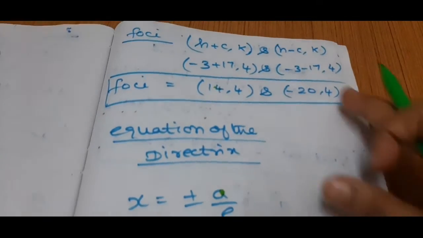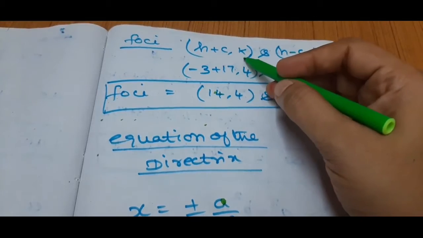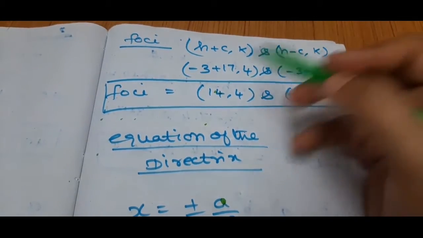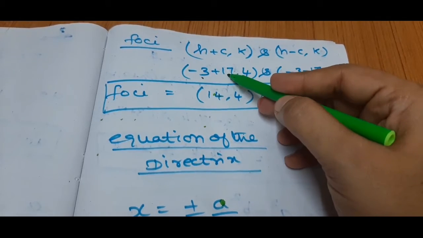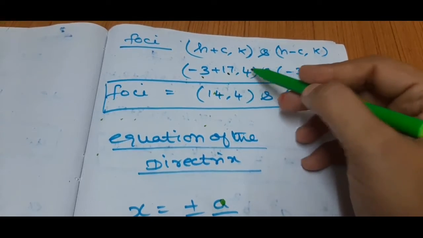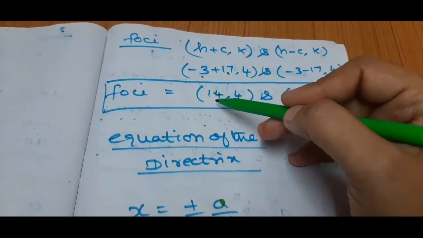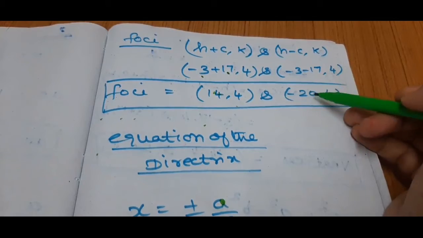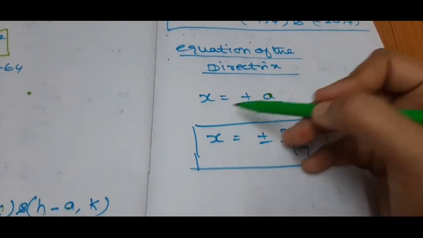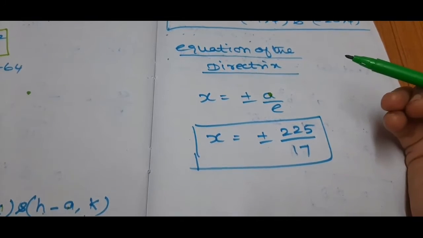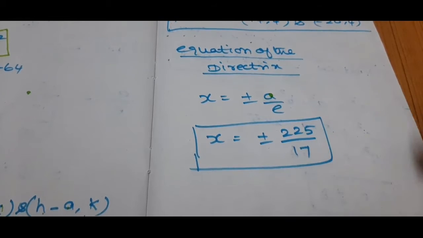Then the foci. The two foci are h plus c comma k and h minus c comma k. In place of h I have minus 3, in place of c I have 17, so minus 3 plus 17 comma 4 and minus 3 minus 17 comma 4. So this will be 14 comma 4 and minus 20 comma 4. So the equation of the directrix will be x is equal to plus or minus a by e, that is x is equal to plus or minus 225 by 17.